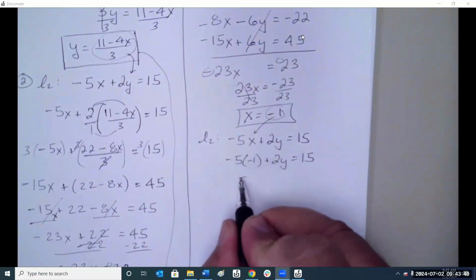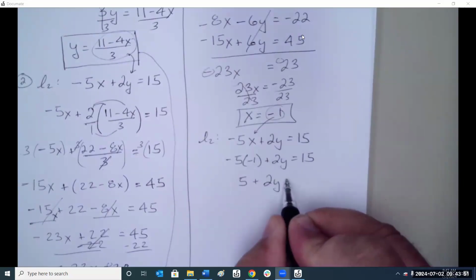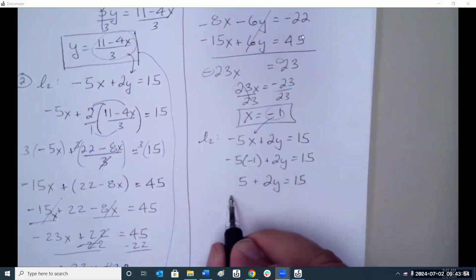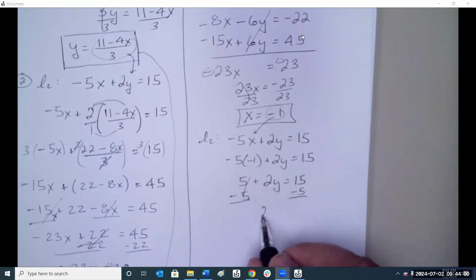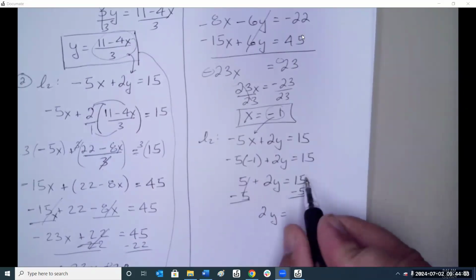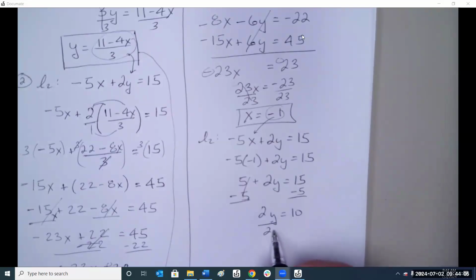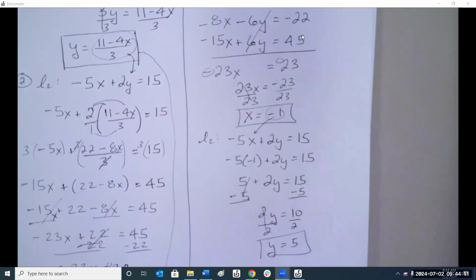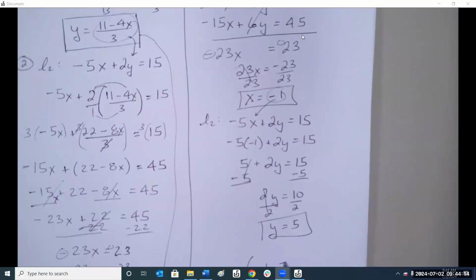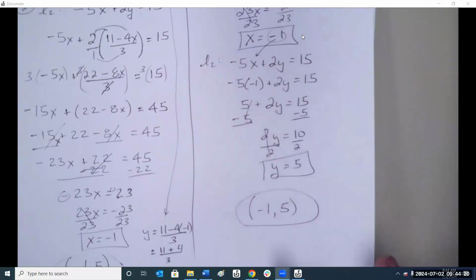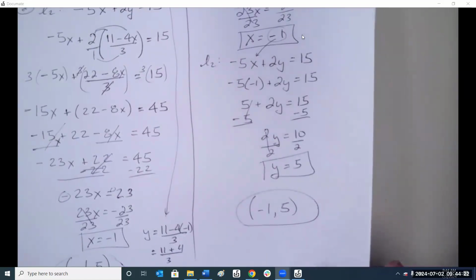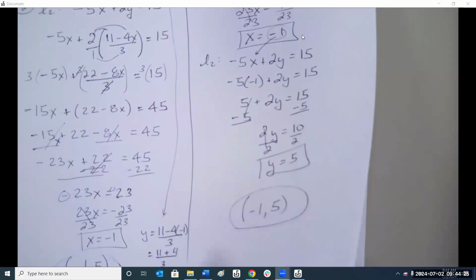Negative, negative is a positive. Get rid of 5. So we have 2y, 15 minus 5 is 10. Y is equal to 5. So we see our point is negative 1, 5. So those are pretty easy equations, and they got pretty good answers. Let's see what happens when they don't.